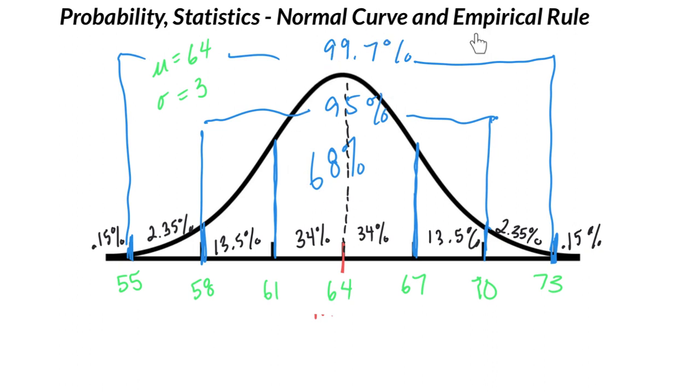And oftentimes, like I said earlier, an empirical rule is sometimes called just the 68, 95, 99.7 rule.